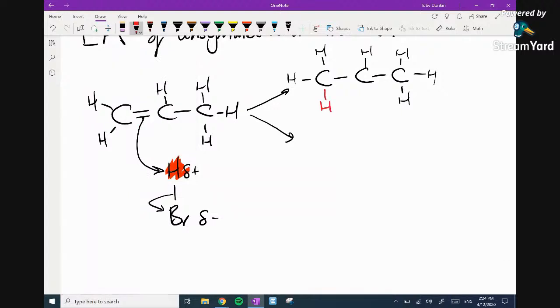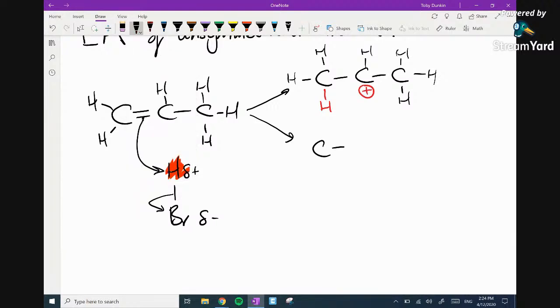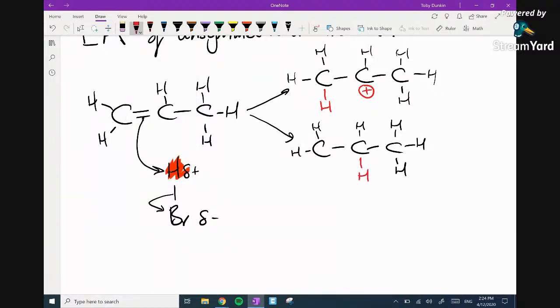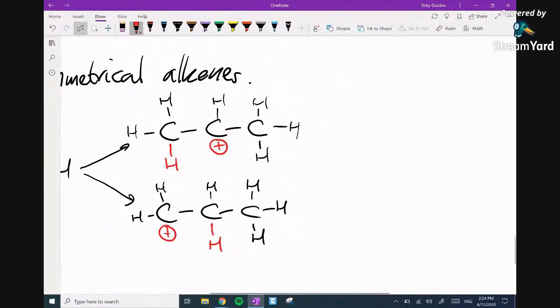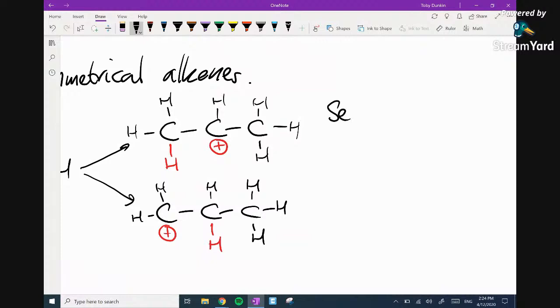It could have gone to here. There you go. The alternative structure it could have formed is this. Again, double bond's gone. Put on my originals. There you go. Here are all my originals. And I could have put it onto the other carbon. There. Now, what you'll notice is that the carbocations are now different. This one here is a secondary carbocation.